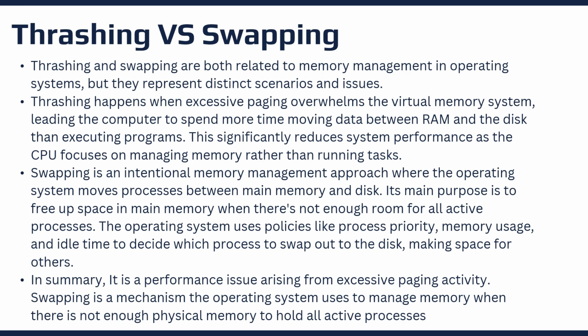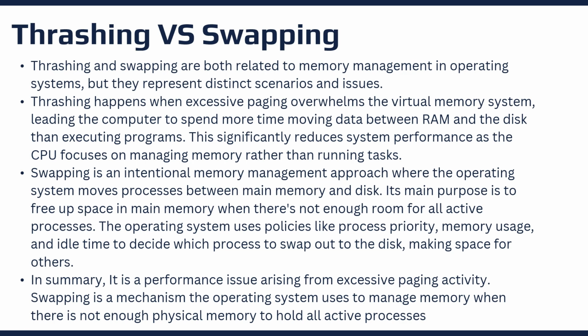Swapping is an intentional memory management approach in which the operating system moves processes between main memory and the disk. Its main purpose is to free up space in main memory when there's not enough room for all active processes. The operating system uses policies like process priority, memory usage, and idle time to decide which process to swap out to the disk, making space for others.